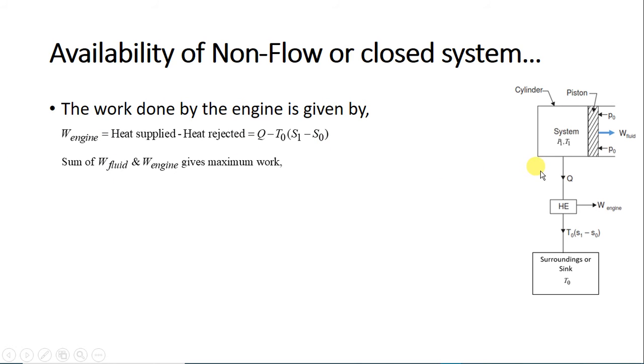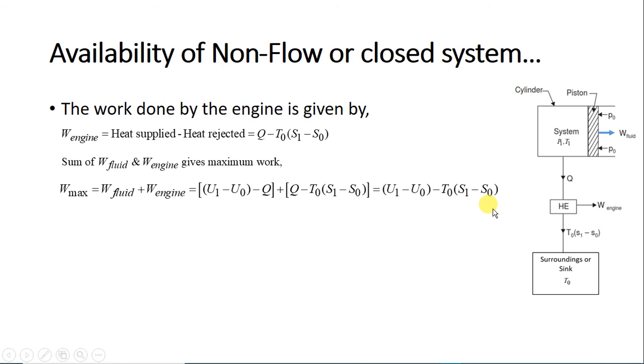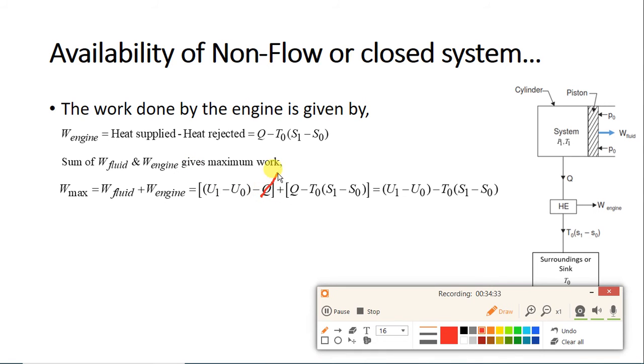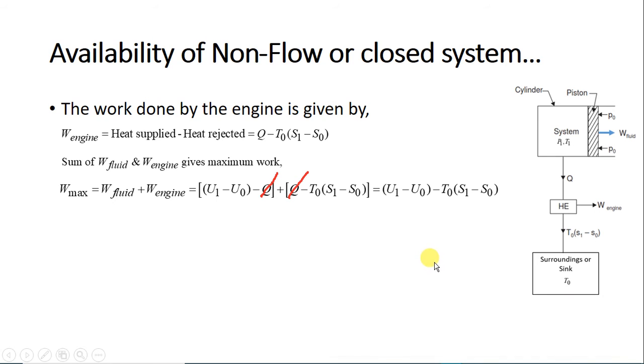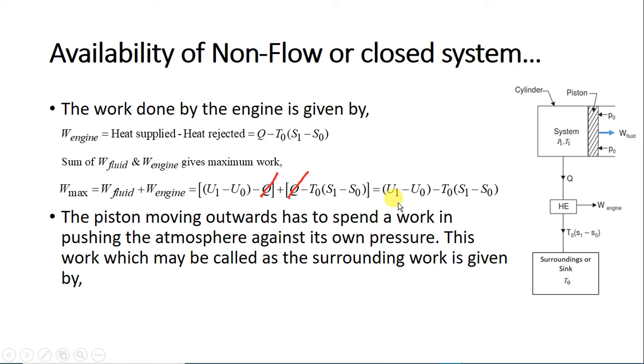Now what will be the maximum work? Maximum work will be W of fluid plus W of engine. We have two works over here, so the sum of W of fluid and W of engine will give us the maximum work. So add both the works now. W max will be equal to W of fluid plus W of engine. W of fluid was U1 minus U0 minus Q, and W of engine is Q minus T0 (S1 minus S0). So now you can see this Q and this Q will get cancelled, because it is negative and positive. The equation you will get is U1 minus U0 minus T0 (S1 minus S0).